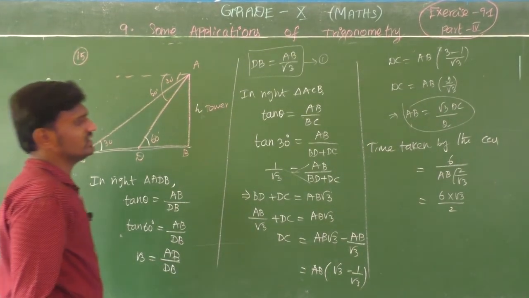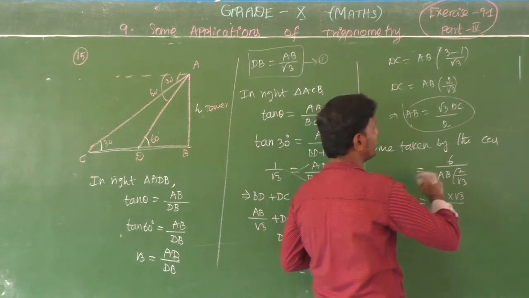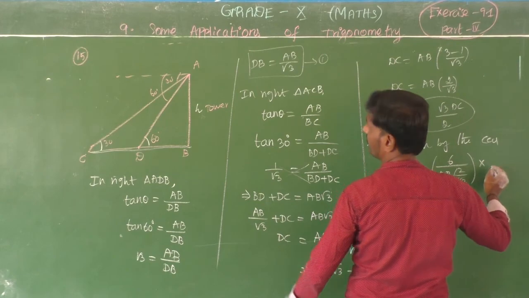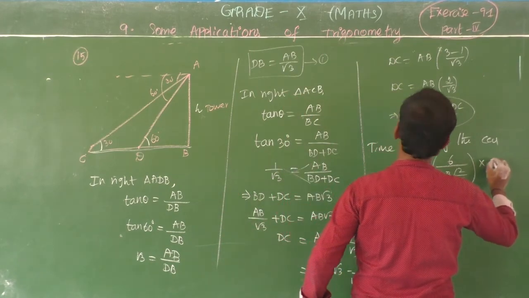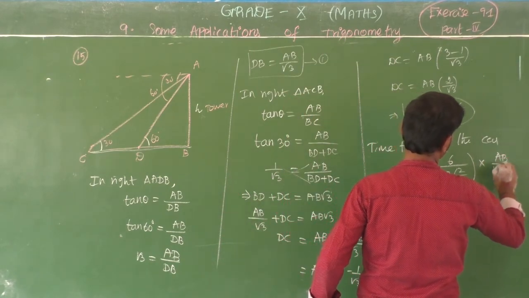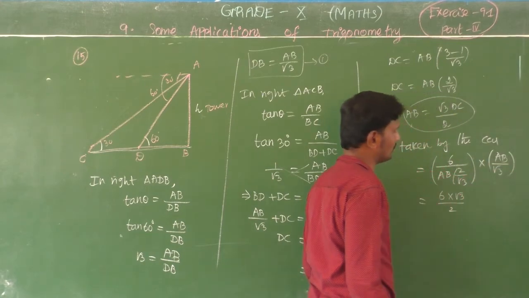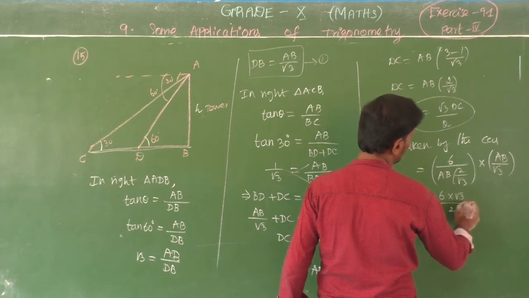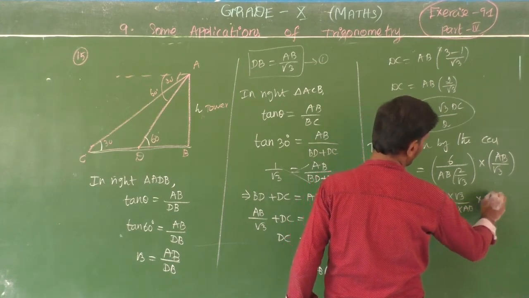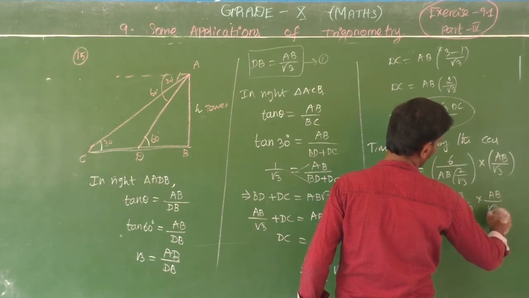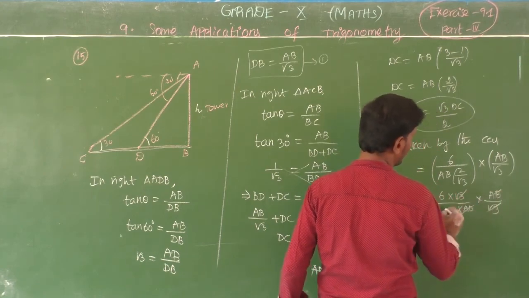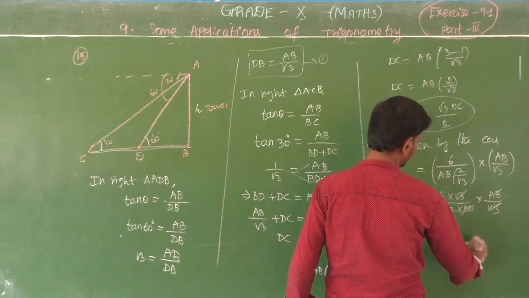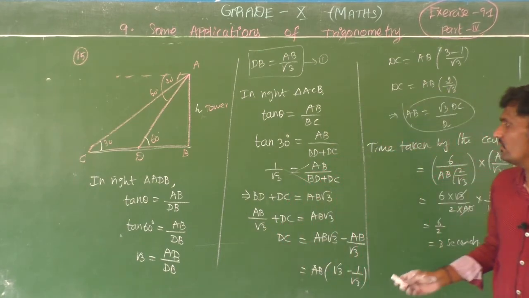Now it is very simple, see. So the time taken by the car is this one multiplied by the next, DB, that is AB by root 3. Now 6 into root 3 by 2 into AB by root 3. So root 3 will be cancelled, AB will be cancelled. So 6 by 2 is equal to 3 seconds. Have you got it, children?